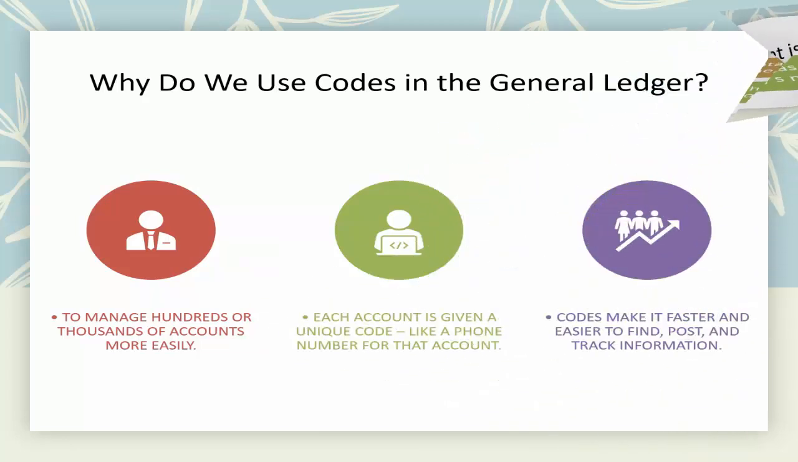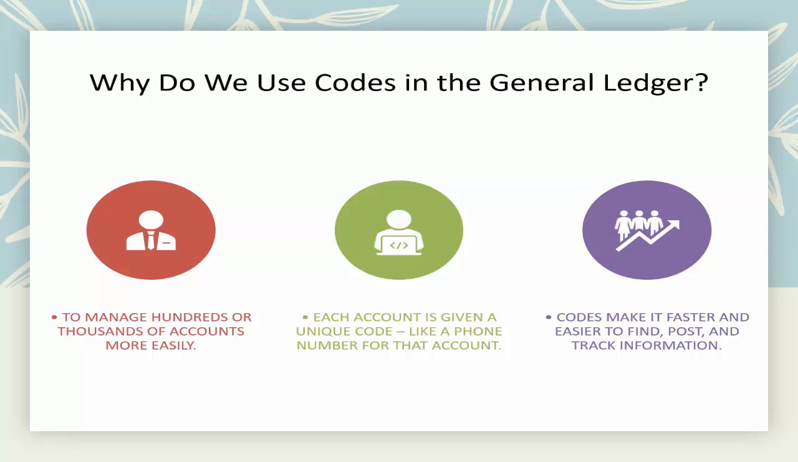But here's the thing. This general ledger is not small. It has many accounts, sometimes hundreds or even thousands. So, how do we stay organized when there are so many accounts? That's where coding comes in. Each account is given a special number. We call this an account code. Just like every person has a phone number or every house has an address, every account in the ledger gets its own code. This makes it faster, easier, and clearer to find and record information.